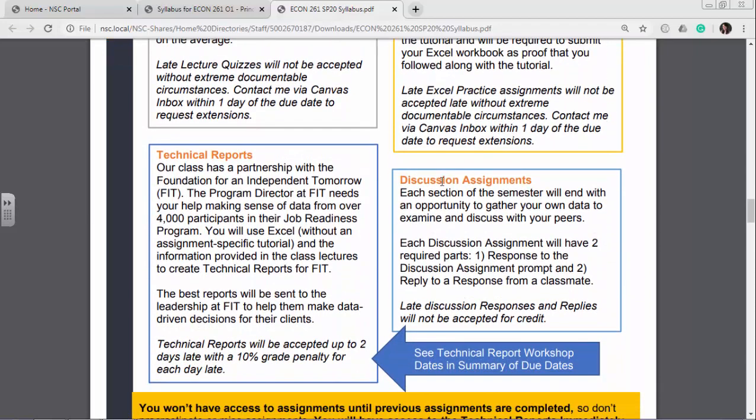The discussion assignments, you're going to have 3 in addition to the introduction discussion at the beginning of the semester. And these just allow you to kind of use some different tools and maybe collect some data and think about data in the real world. And these tend to be pretty fun.